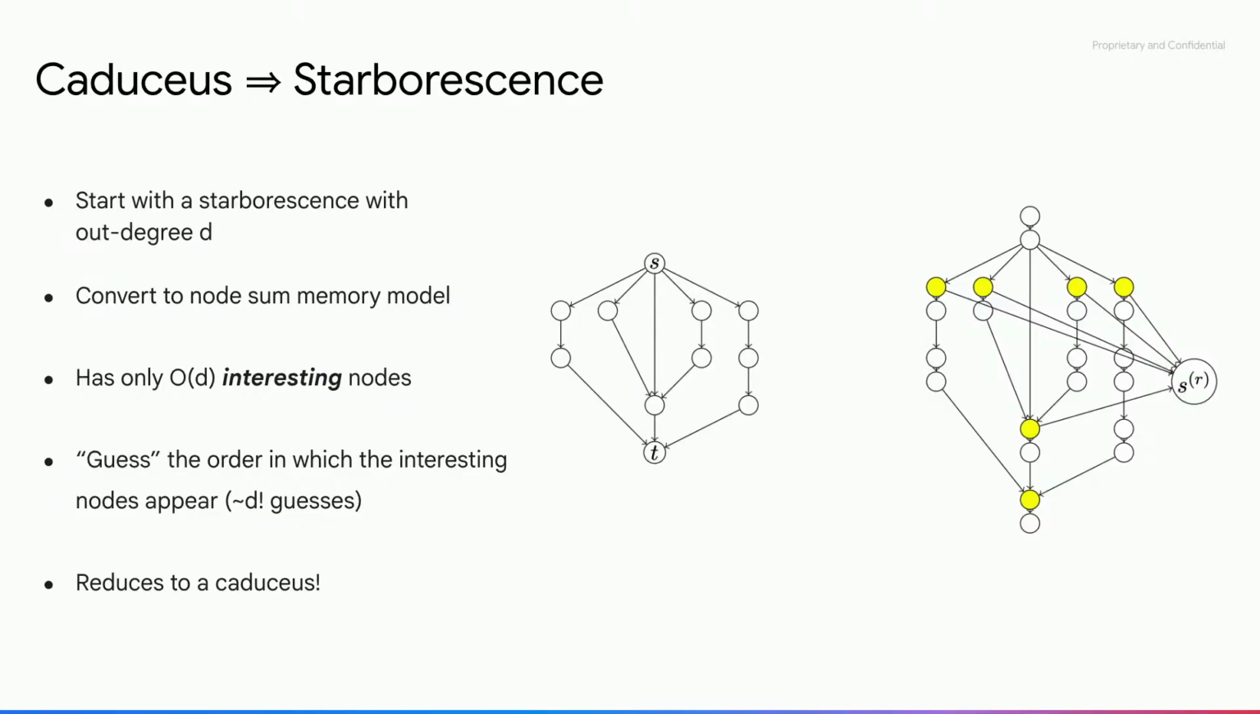So it's not polynomial time. It needs d factorial guesses. But that's sort of required because the problem is NP-complete for large d, so you need some exponential dependence on d anyway.